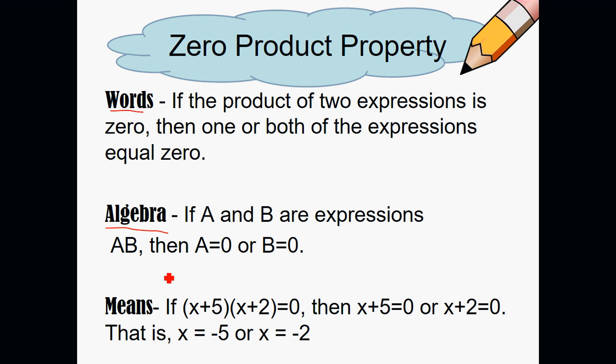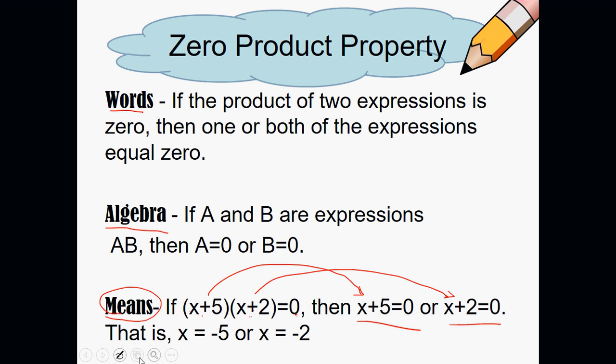In algebra, you might see it written like this, but it means in terms of our factoring, if we have two factors like x plus 5 times x plus 2, and their product is equal to 0, then we know that one or both of them has to be equal to 0. So we know x plus 5, this factor, should equal 0, or x plus 2, the other factor, will equal 0. And that means that I can then solve each of these two little mini equations to find my solutions. So let's see this in action, how factoring will help us find these solutions.